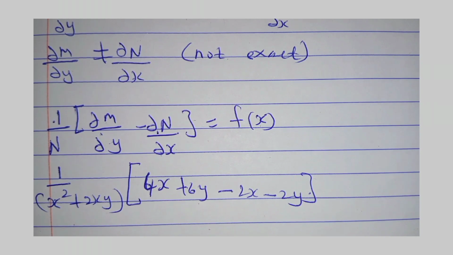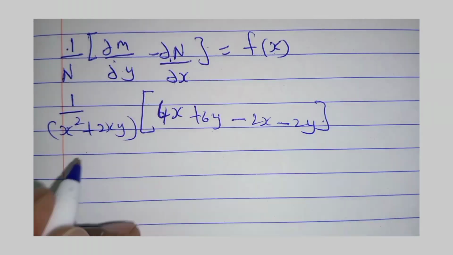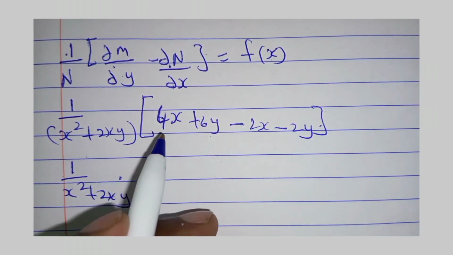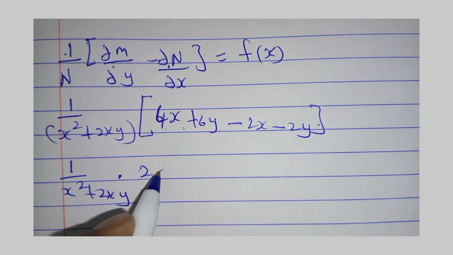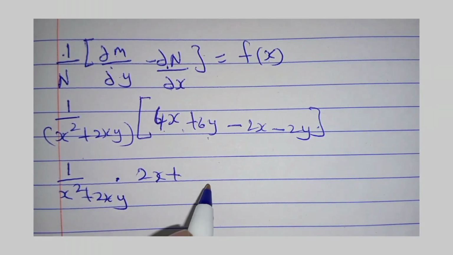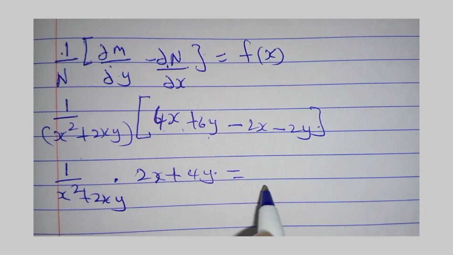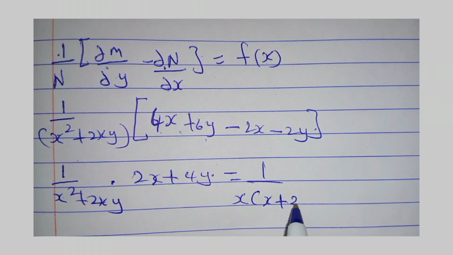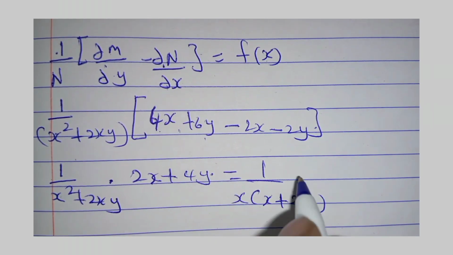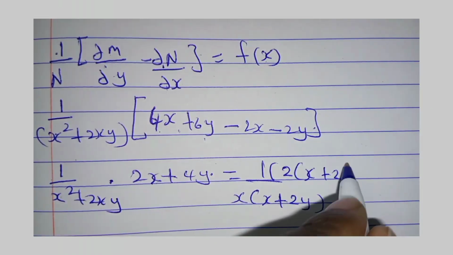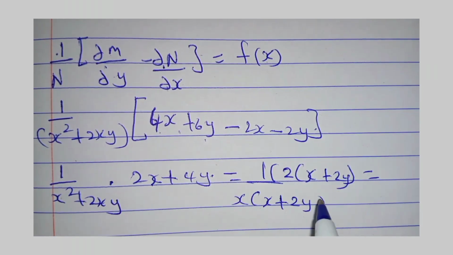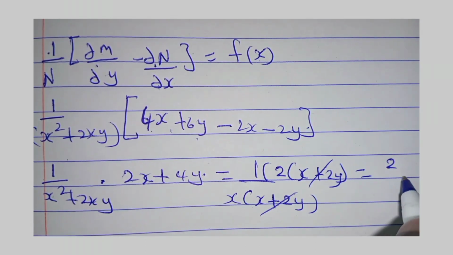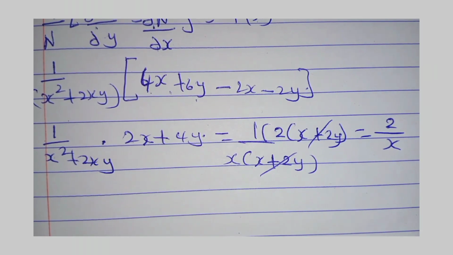We do it that way, then we simplify. So this is 1 over x squared plus 2xy multiplied by 4x minus 2x, which gives you 2x, plus 6y minus 2y, which gives you 4y. This can be written as 1 over, we factor x out of the denominator to be left with x plus 2y. In the numerator we can factor 2 out, 2 into bracket x plus 2y. What is in the bracket cancels, and we are left with 2 over x. 2 over x, that is what we get.